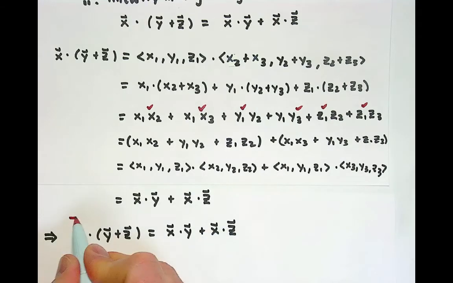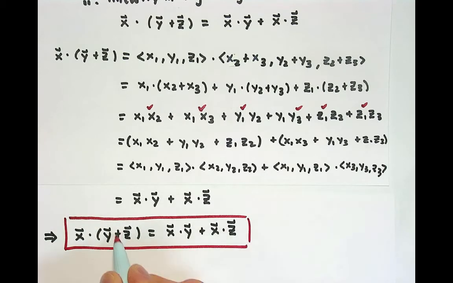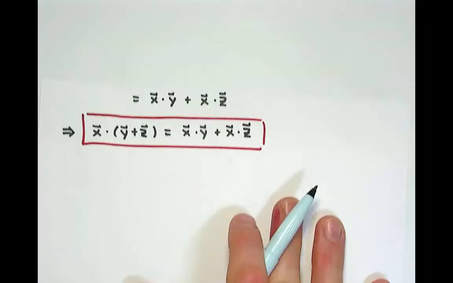There's my second piece. And that works in both arguments. The reason this is the right argument is because the vector addition is happening to the right of the dot product. All right, let's keep going with our algebraic properties.